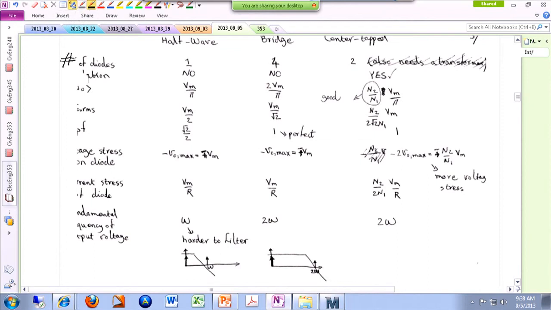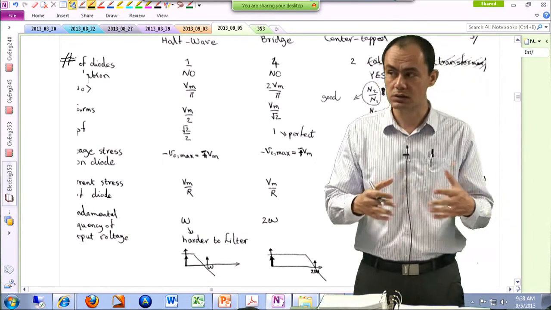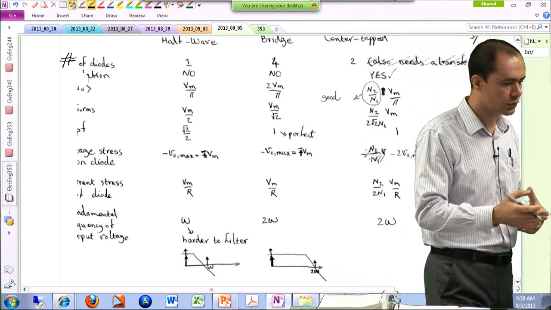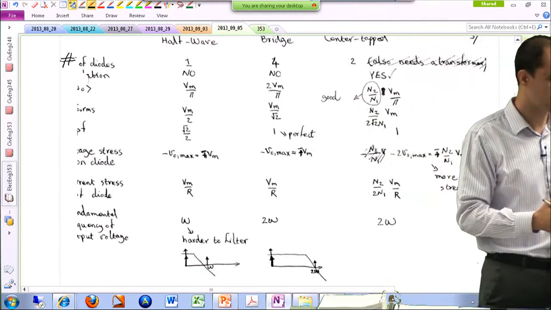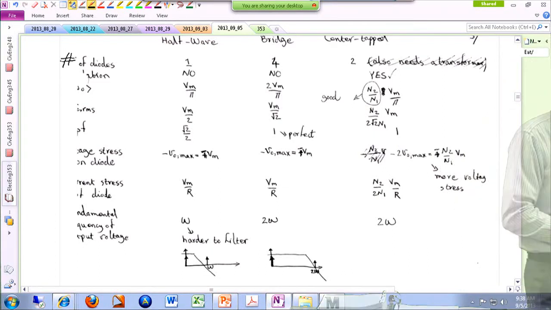The number of diodes could be an indication of reliability in the system or could be an indication of cost in the system. In the half wave, we only use 1 diode. In the bridge one, we have to use 4 diodes. In the center tap, we only use 2 diodes. So you can compare them.